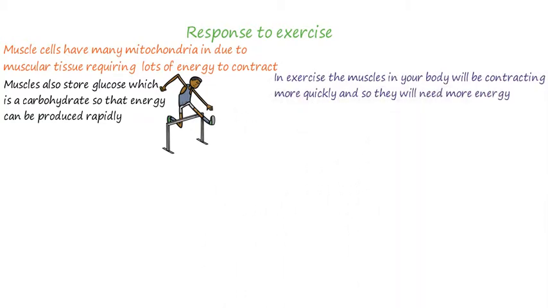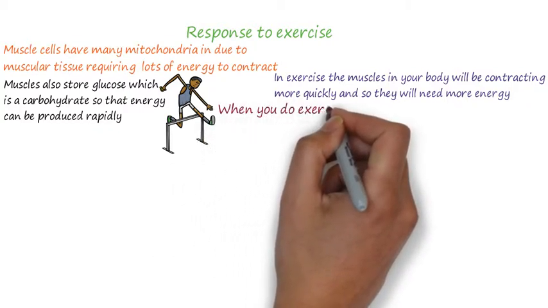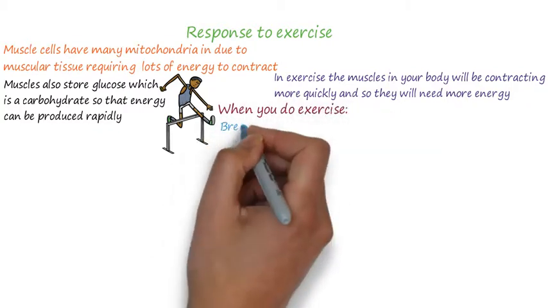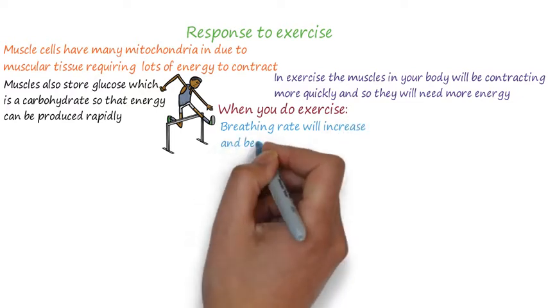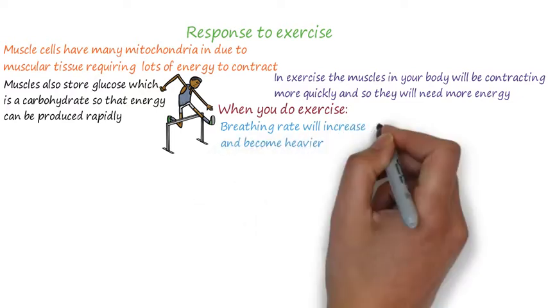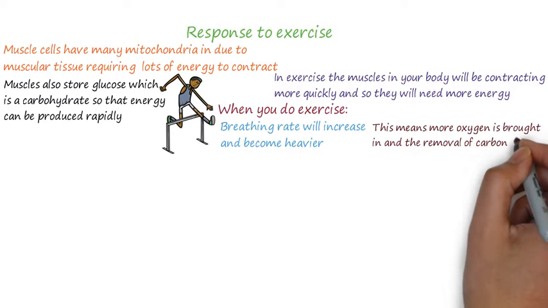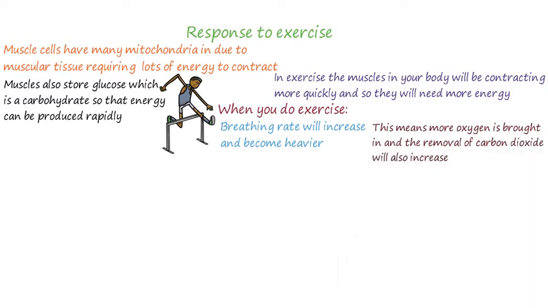When you're doing exercise, the muscles in your body will be contracting more quickly, and so they will need more energy. When you do exercise, there are three main responses your body has. First of all, your breathing rate will increase and often become heavier. This means more oxygen is brought in with each breath, and the number of breaths in a set time will increase. Another important point is that the removal of carbon dioxide from the body will also increase. Carbon dioxide levels will increase with the rate of aerobic respiration.